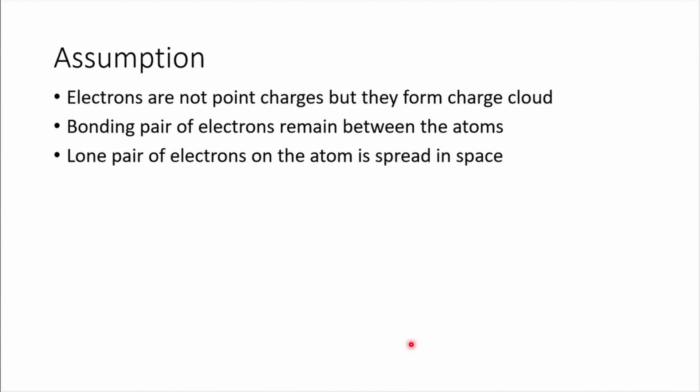So when we make the VSEPR theory, we actually have a couple of assumptions. That means electrons are not point charges, but they form a charge cloud, and the bonding pair of electrons remain between the atoms. The lone pair of electrons on the atom is spread in space. So these are some of the assumptions which we have while we are trying to explain the VSEPR theory.